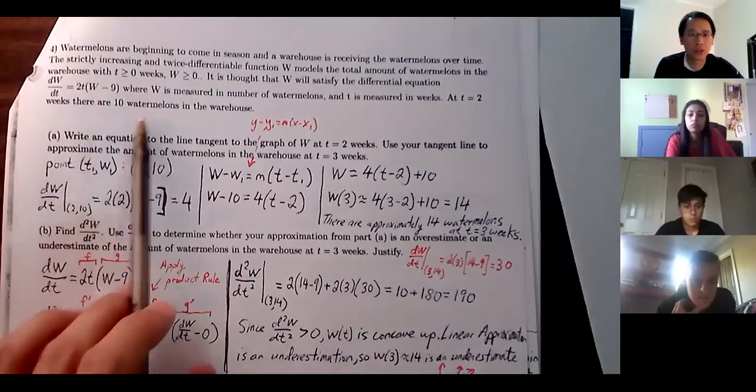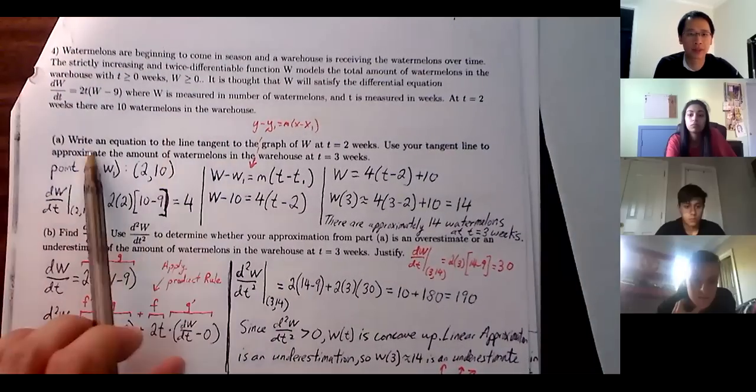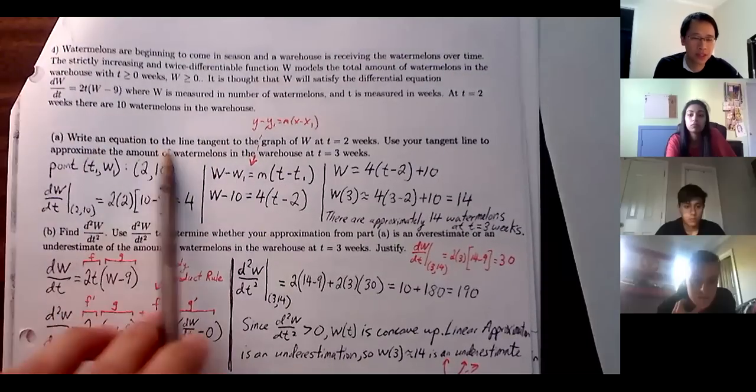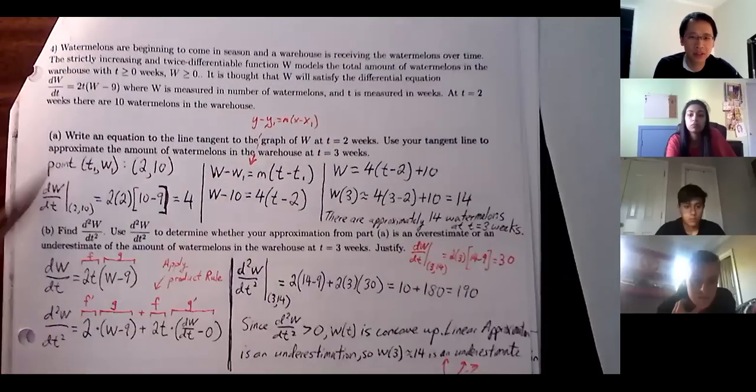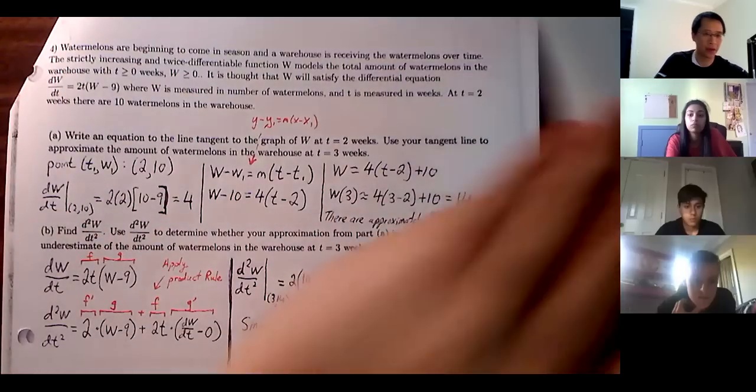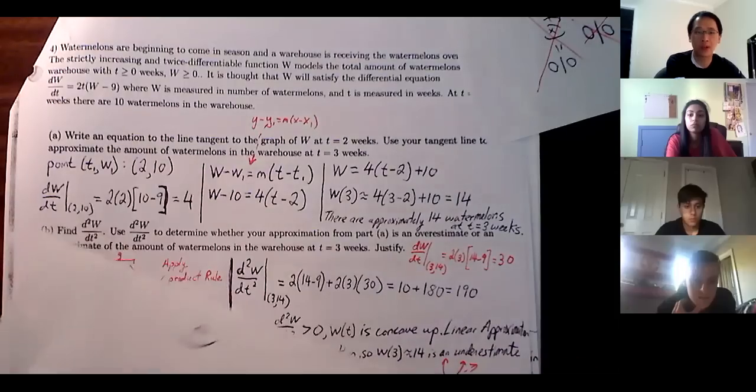At t equals 2, there are 10 watermelons in the warehouse. So write an equation for the tangent line. We see so many instances of tangent line equations that it's a good chance it's going to show up on the AP exam. A tangent line equation requires an ordered pair and a slope.